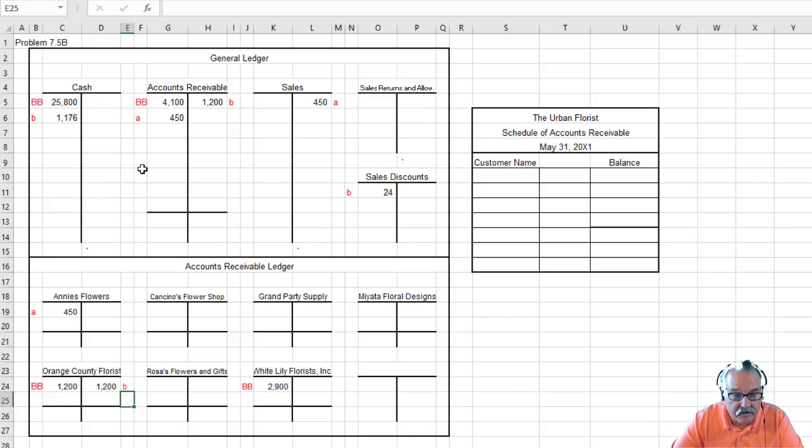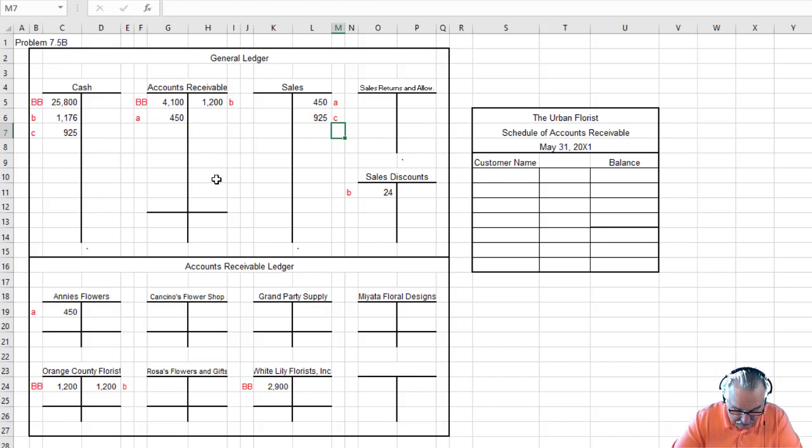C, debit cash, credit sales, $9.25. This is just a cash customer that walked in the door. We're going to debit cash and credit sales, $9.25, and label it C. We don't have anything that happened in the accounts receivable ledger. Only if we put something into accounts receivable do we need to put it down below.